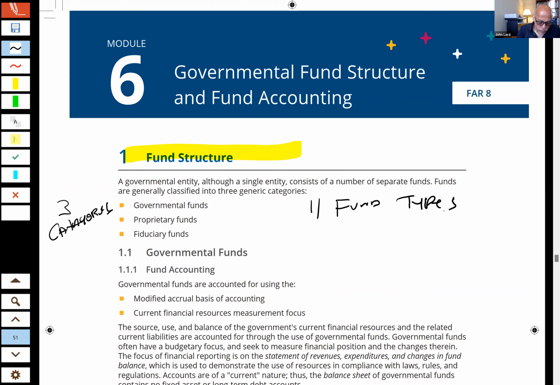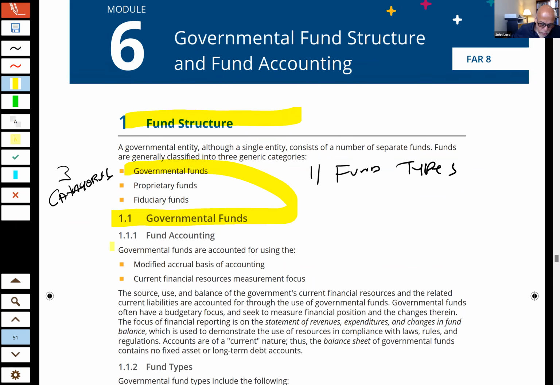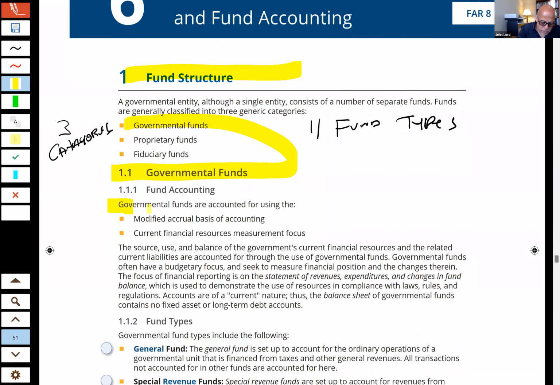Okay. So when we look at our categories, governmental funds, we're going to need to know what type of accounting and measurement focus are used by these funds. For our governmental funds, we use something called modified accrual accounting, and we use current financial resources measurement focus. Okay, now what does that mean?